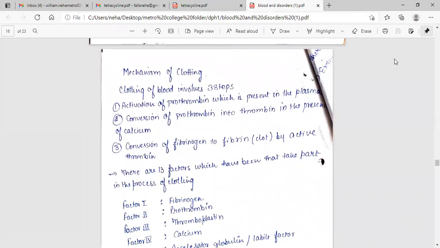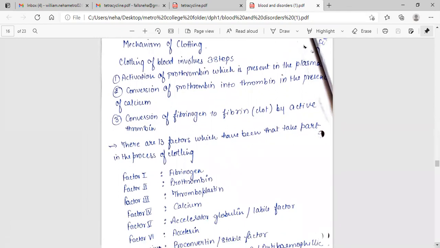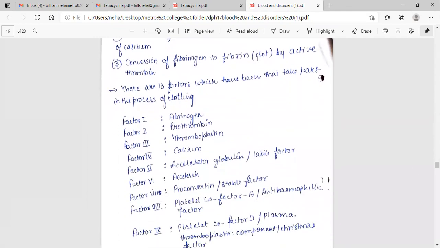Mechanism of clotting. Clotting of blood involves three steps: activation of prothrombin, which is present in the plasma, conversion of prothrombin into thrombin in the presence of calcium, and conversion of fibrinogen to fibrin by active thrombin. There are 13 factors which take part in the process of clotting.